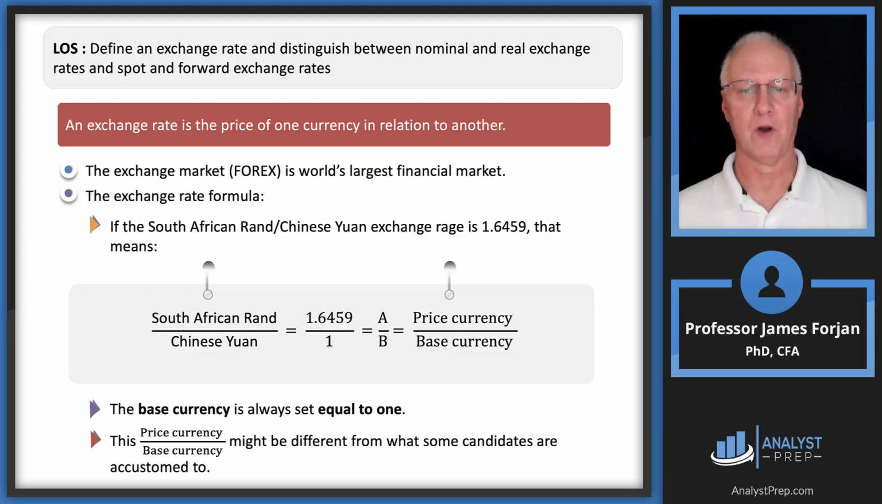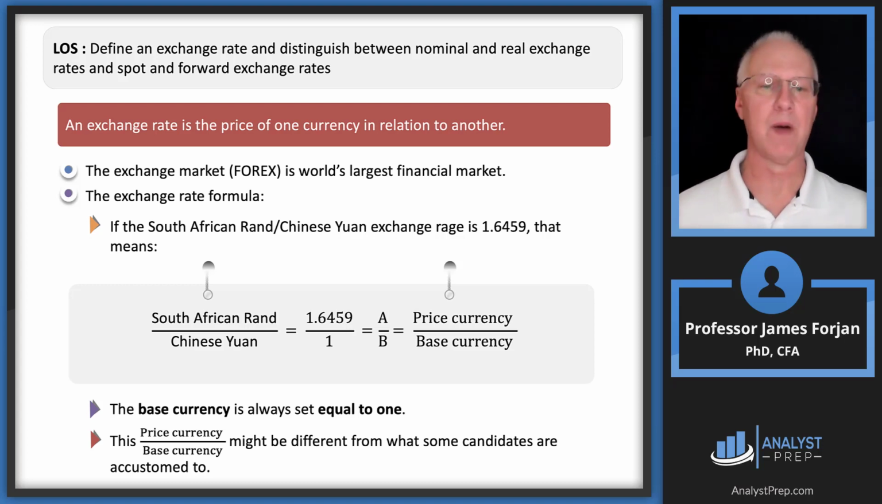Now notice on the far right that the rand is the price currency, and then the base currency is the yuan. Base currency is always equal to 1. And so this is how I would read this. I would say it takes 1.6459 rand to buy 1 yuan.